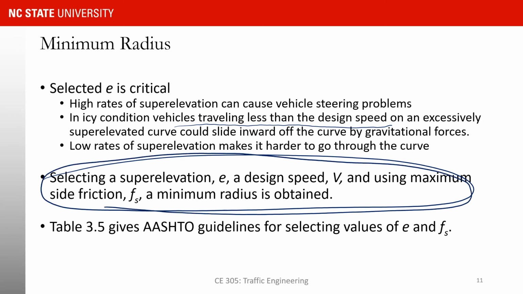And AASHTO guidelines have selected appropriate values for the combination of E and coefficient of side friction, because if the coefficient of side friction is low and you have a high E, now your vehicle may go inside the curve in icy condition, right? And so there is a good combination of these that we are going to see in the next slide.